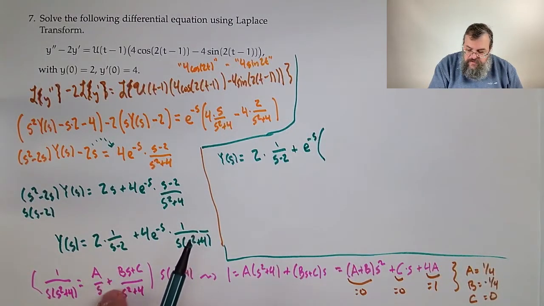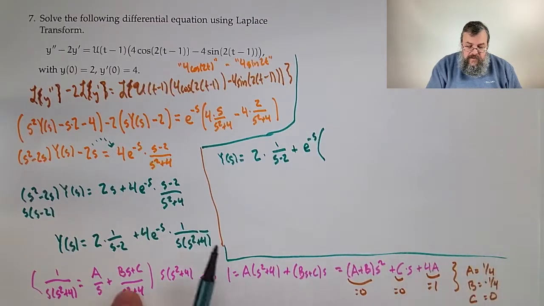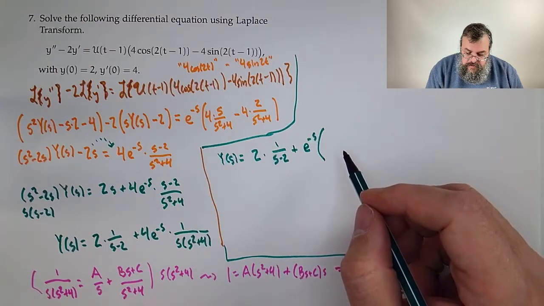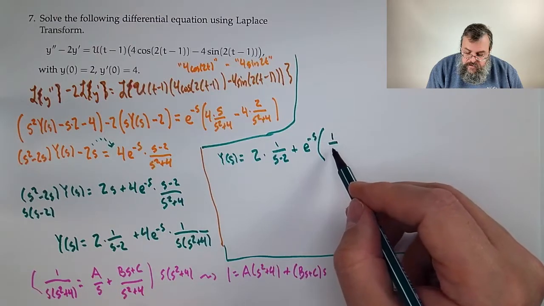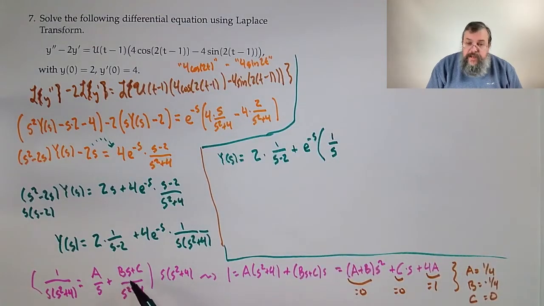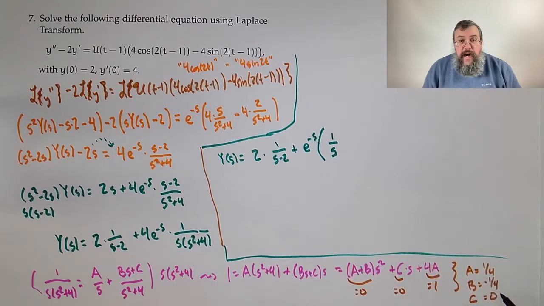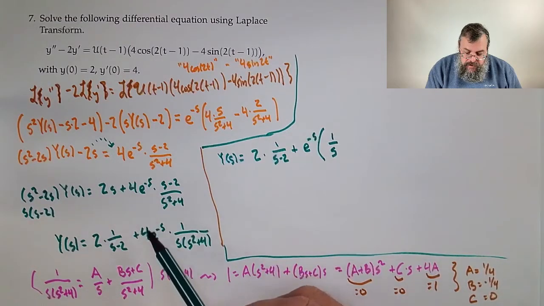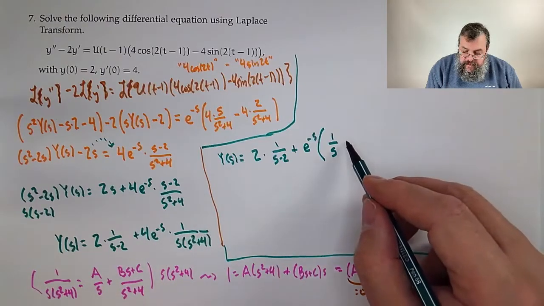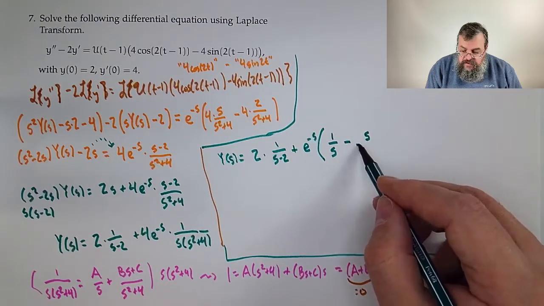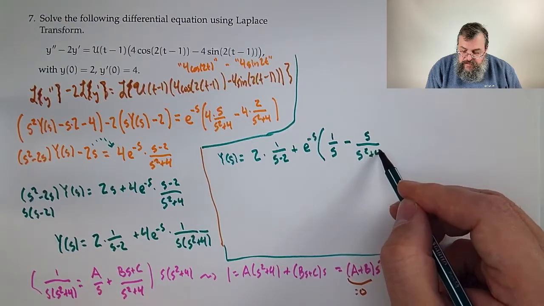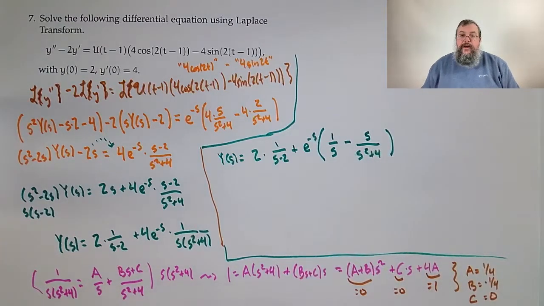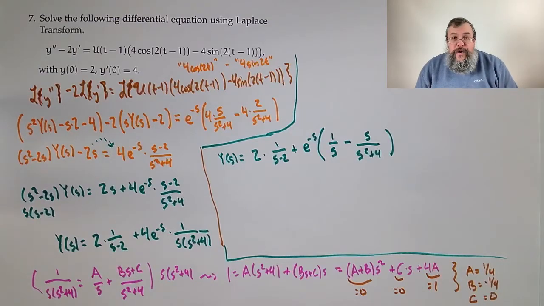So we have a over s. So a is 1/4. So a over s, 1/4 times 4 makes 1 over s. And then b times s plus c. Well, b is minus 1/4. So it's minus 1/4 s times the 4, so I'm using this 4 here, which would make this a minus s over s squared plus 4. Remember that c is equal to 0. All right, and now we're ready to run our inverse Laplace transform.